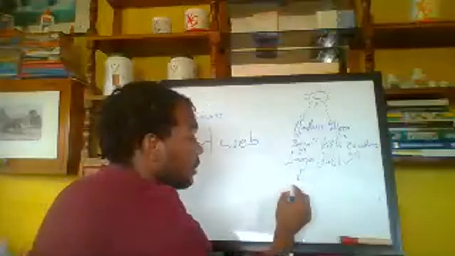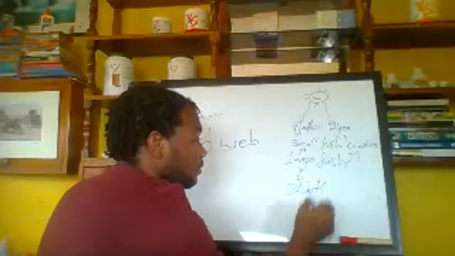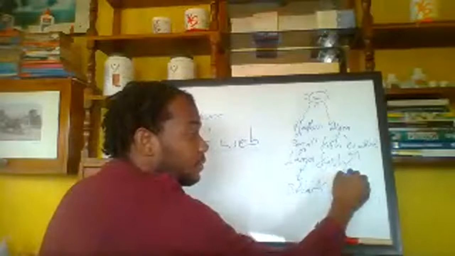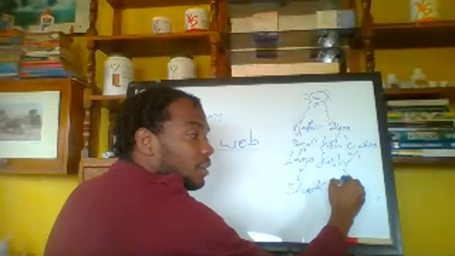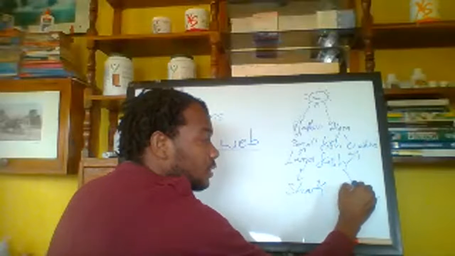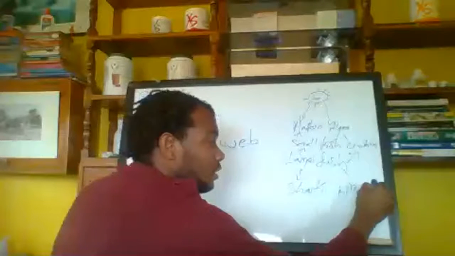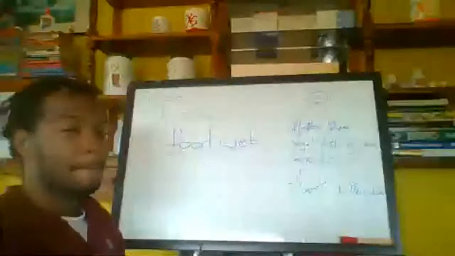which would be a shark or a killer whale, which is called an orca. And this is the apex predator of this ecosystem.